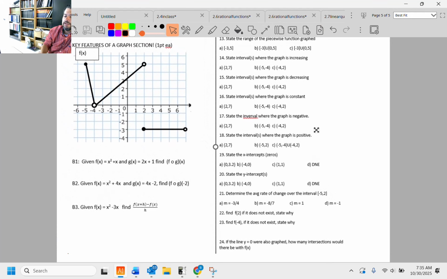If the line y equals 0 were graphed, how many intersections will there be with f of x? So this one's going to be missed pretty bad. For starters, we don't know what y equals 0 looks like. That, by the way, is y equals 0. It's a horizontal line where y is 0. There is no intersection because it's passing through a hole, and there's nothing in a hole. I don't know why that's such a hard concept.